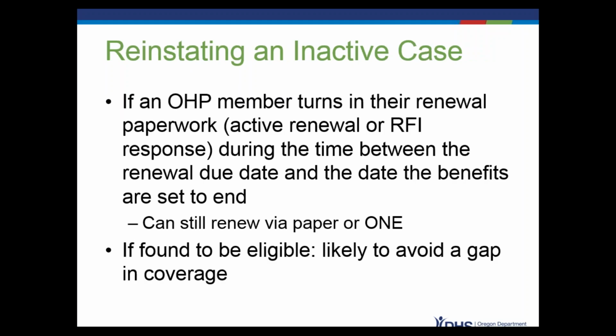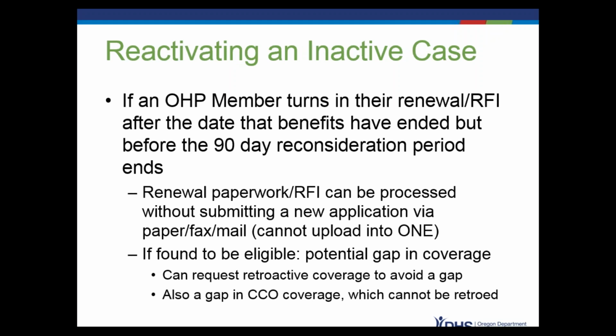If an OHP member turns in their renewal paperwork, which either is all of that paperwork that we're used to seeing or just an RFI if it's a passive renewal, and they do that between the renewal due date and the date that benefits are set to end, they can still renew via paper or in the one system. If they are found to be eligible, there's a good chance they'll avoid a gap in coverage as long as they do this before benefits are set to end. But that is not a guarantee. Of course, it is always best for people to renew well before the due date.